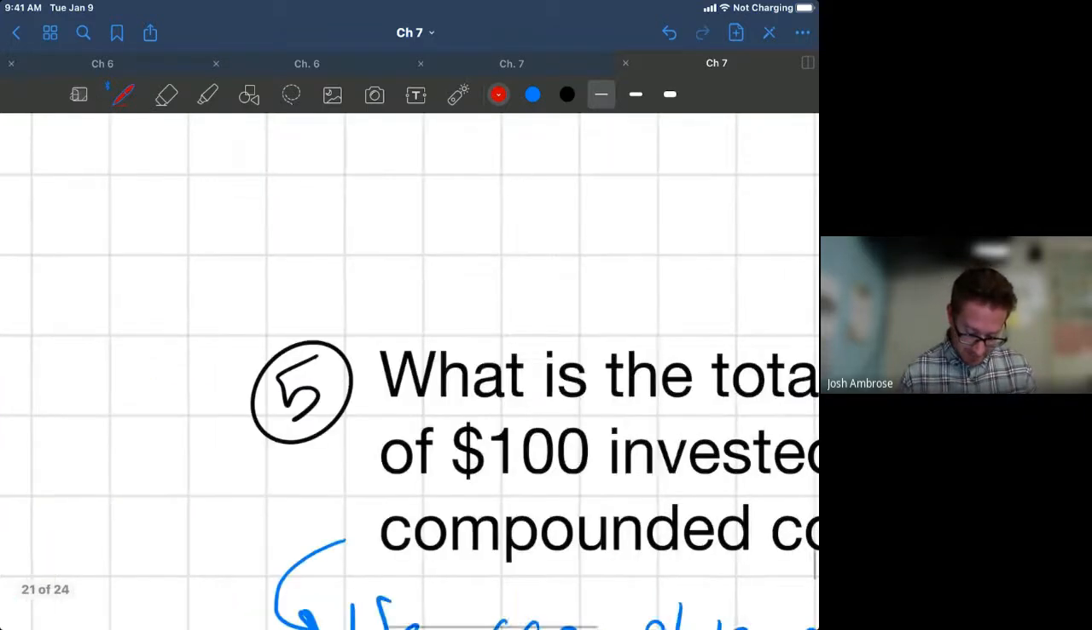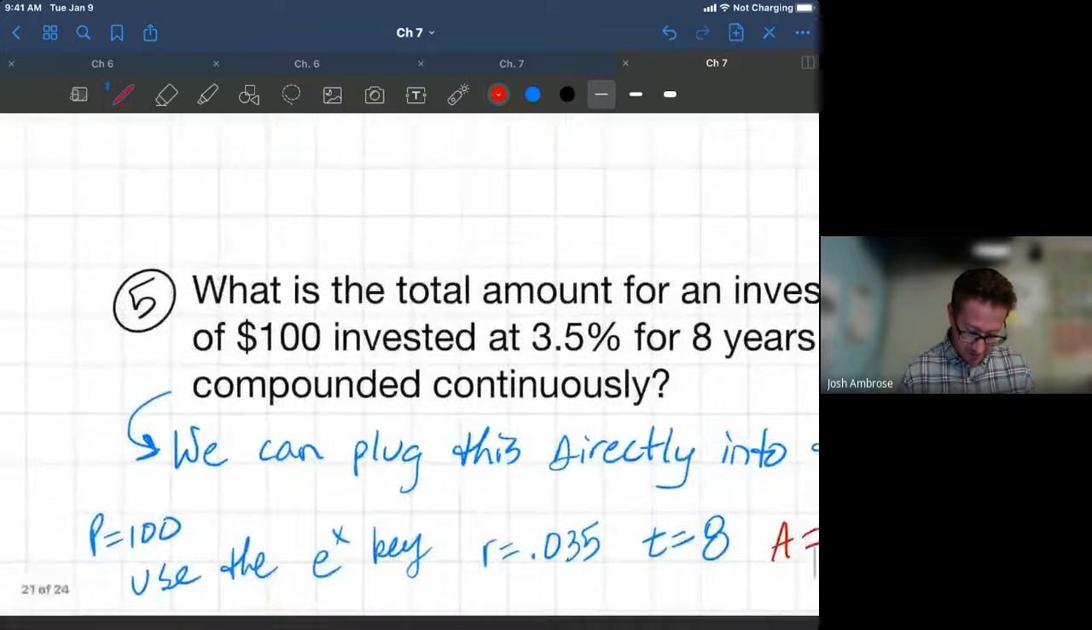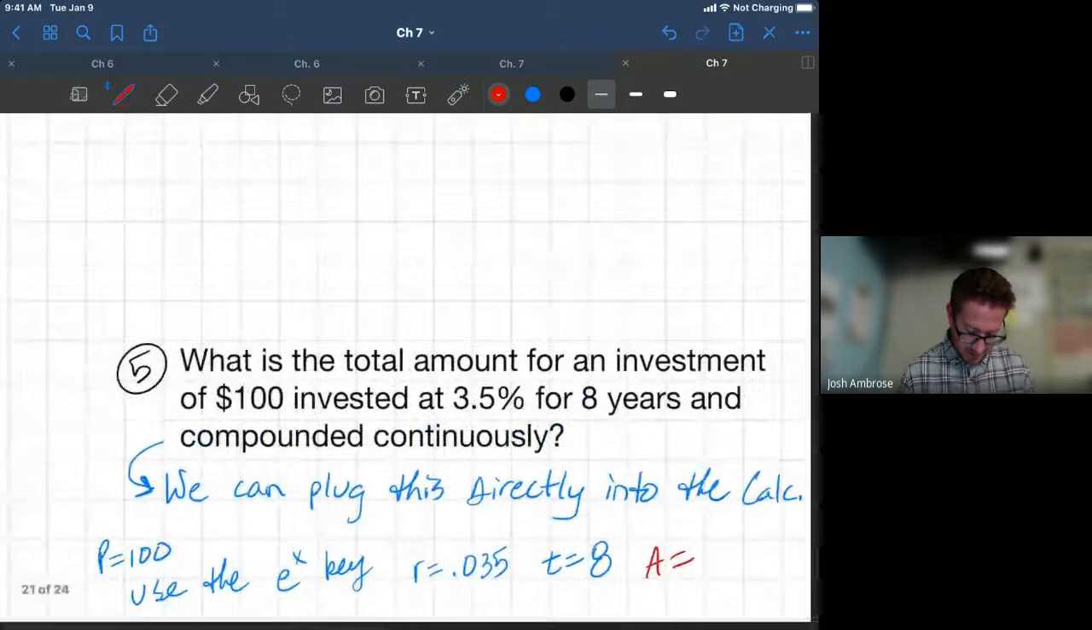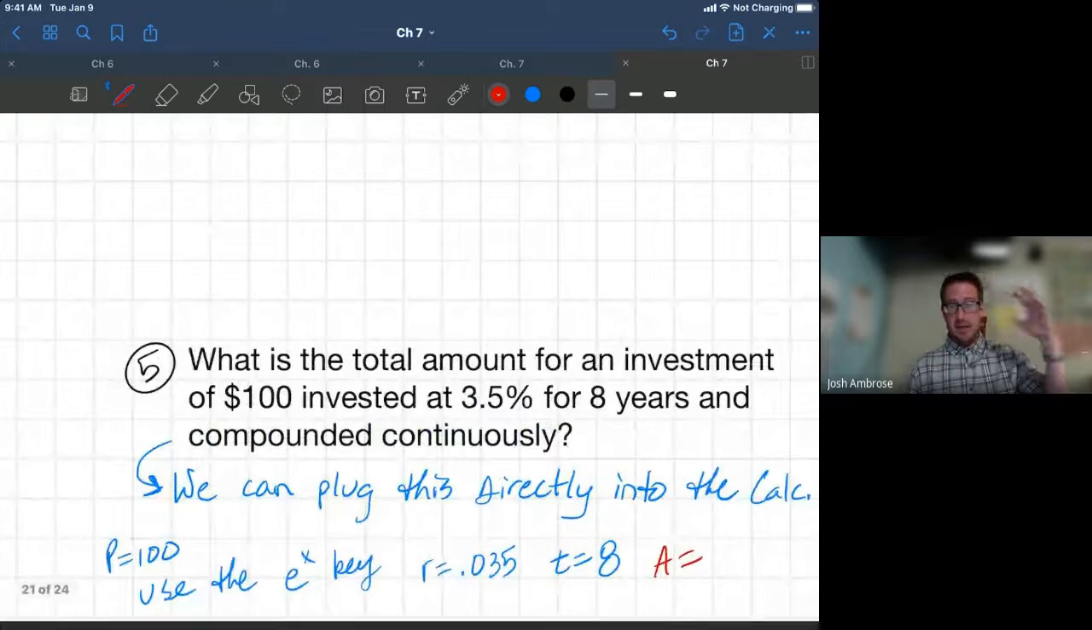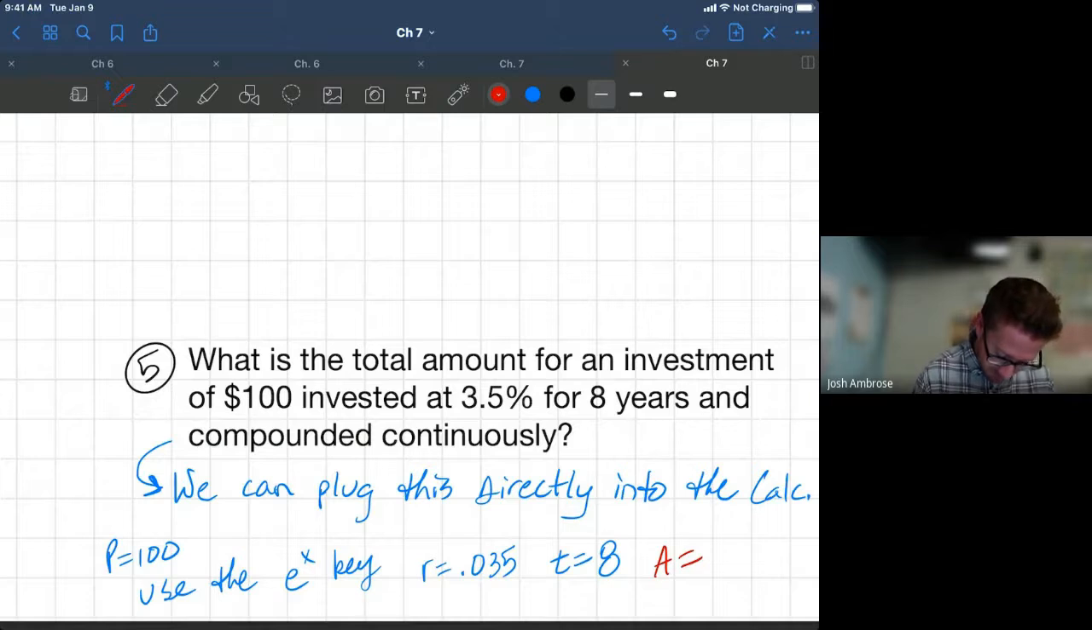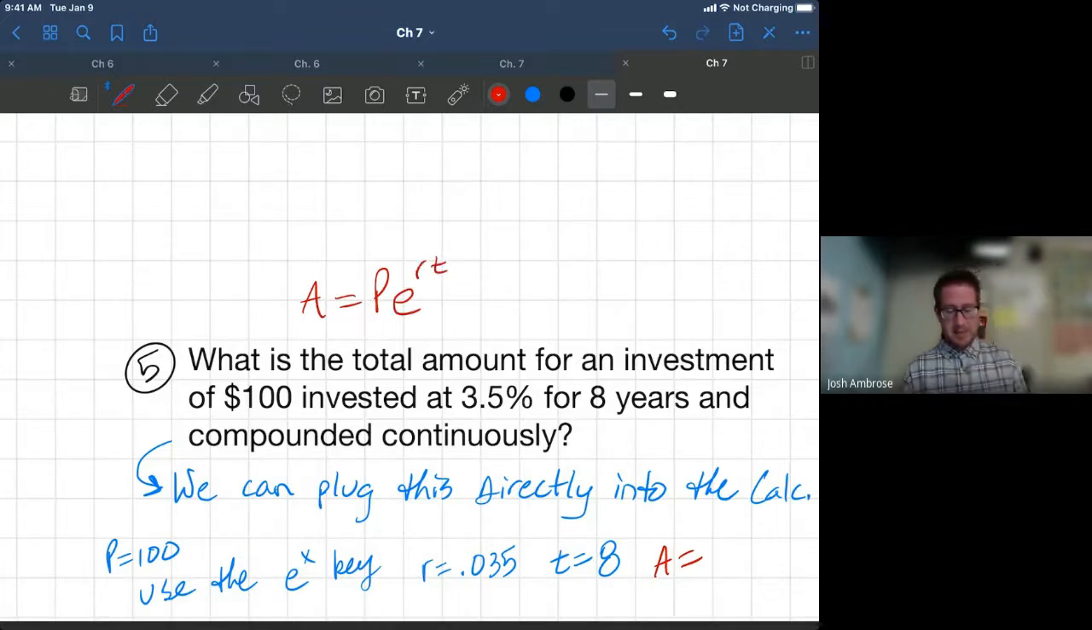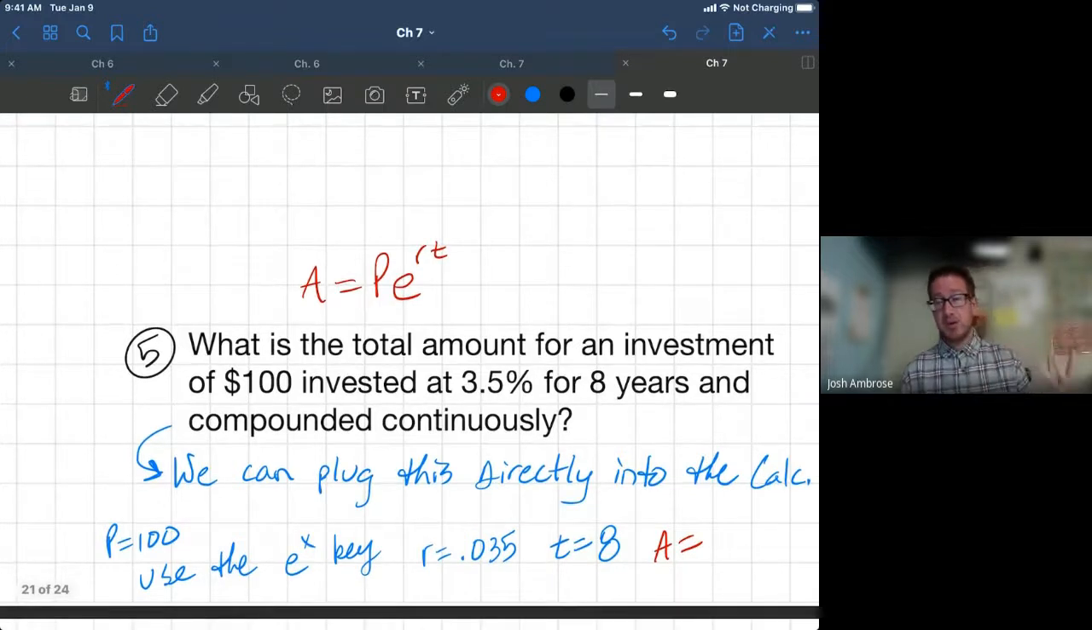All right, here is our fifth example problem. This is the last one we have here for the day. This is the A equals PERT equation. So remember that A equals P e to the power r multiplied by t. So there's our PERT. All right. Now plug this directly into the calculator. Don't mess around with this. This is very simple, especially if you, again, remember you have a natural exponential button.